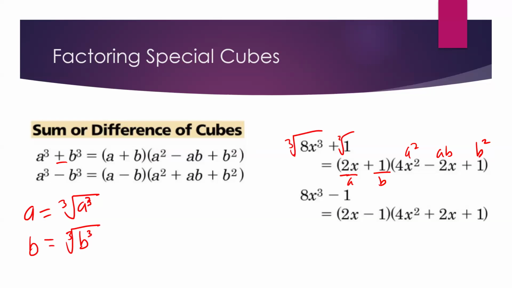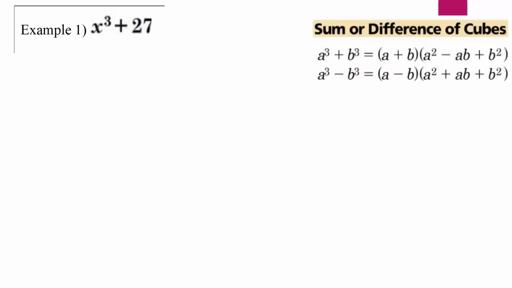Okay. All right. So we're going to do an example. You just follow the pattern. You find your A, you find your B, you plug in. Got it? Let's start. So we have x cubed plus 27. x cubed plus 27 means that I'm using this rule, right? Because it's adding.